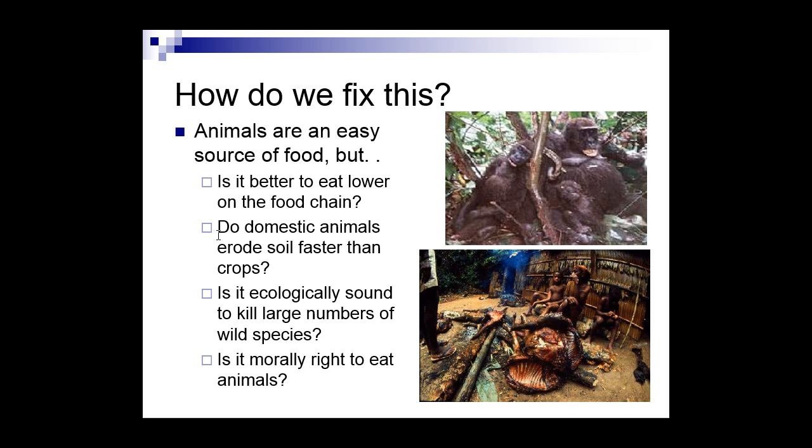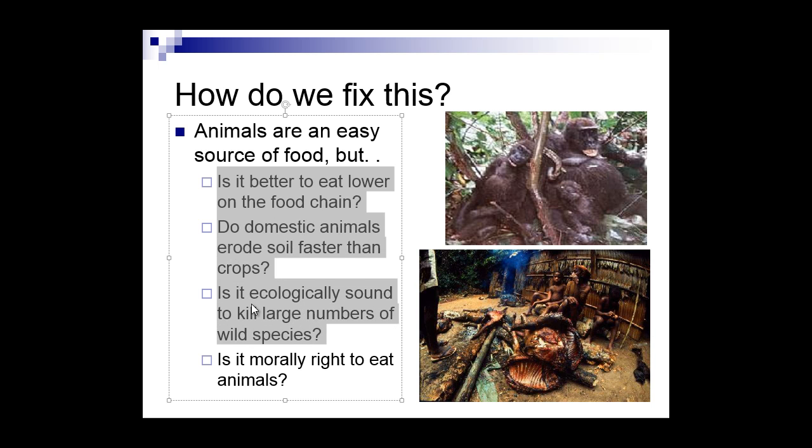Do domestic animals erode soil faster than crops? I don't know. What do you think? Animals are moving around, crops are not. Crops also have roots, which hold soil in place. Animals don't. What do you think? And is it ecologically sound to kill a large number of wild species? And then, of course, the moral question. Is it just right to eat an animal? Plants don't have nervous systems. Animals do. So is it okay? And we're not going to touch on this question much. It's just something to think about within your own life and maybe talk with your parents about and see what they think. But this is environmental science, so we're going to cover these three questions.